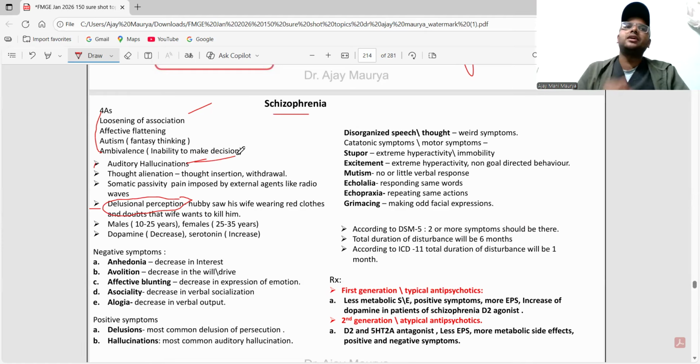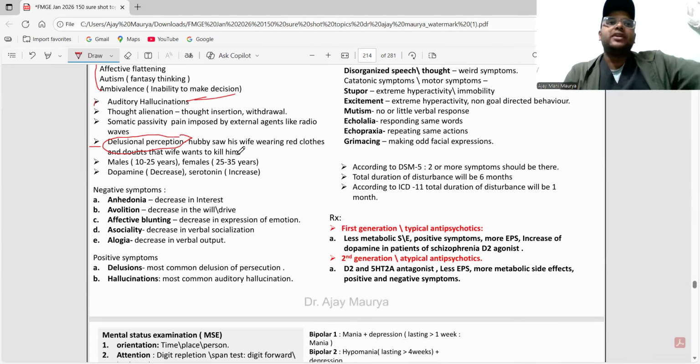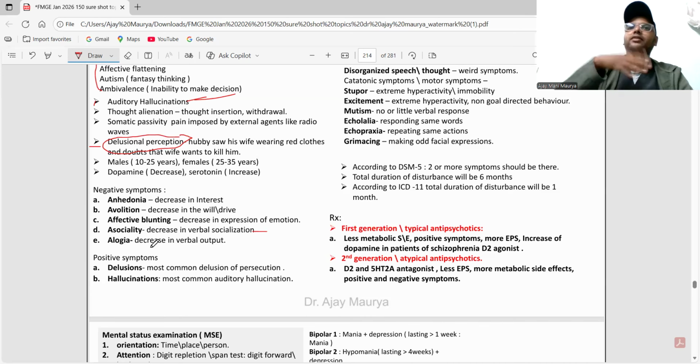Next, what are the negative symptoms? Anhedonia means decrease in interest. Avolition means decrease in will. Affect means decreased expression: if you tell any joke, he won't laugh. Asociality means he stays away from the social. Alogia means decreased verbal output, meaning he will not talk anything.